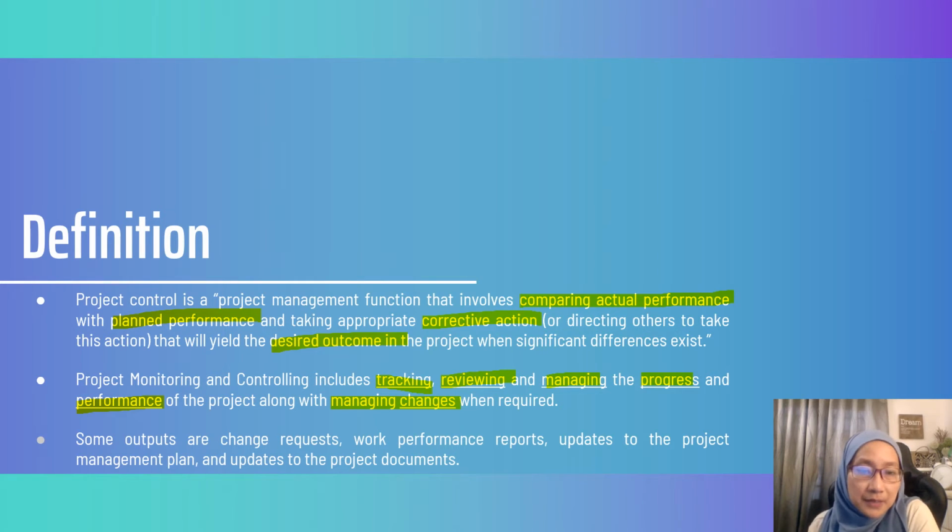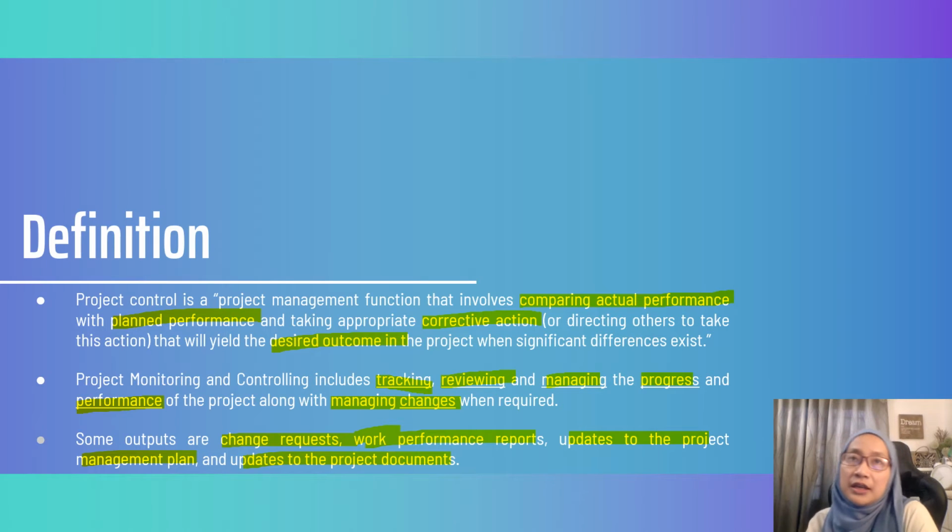Okay, so some outputs of the project monitoring and controlling phases. There will be a change request form, work performance reports, updates to the project management plans, and updates to the proposal. Meaning that it depends on your project team. If, for example, you're working in a real working environment, you have to ask your client to fill out the change request form. So let's say they want to have any changes, they have to fill out that change request form.